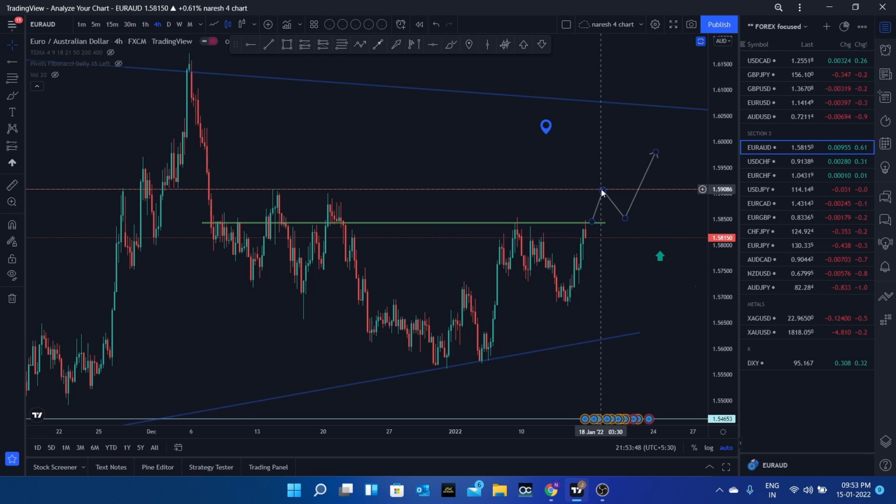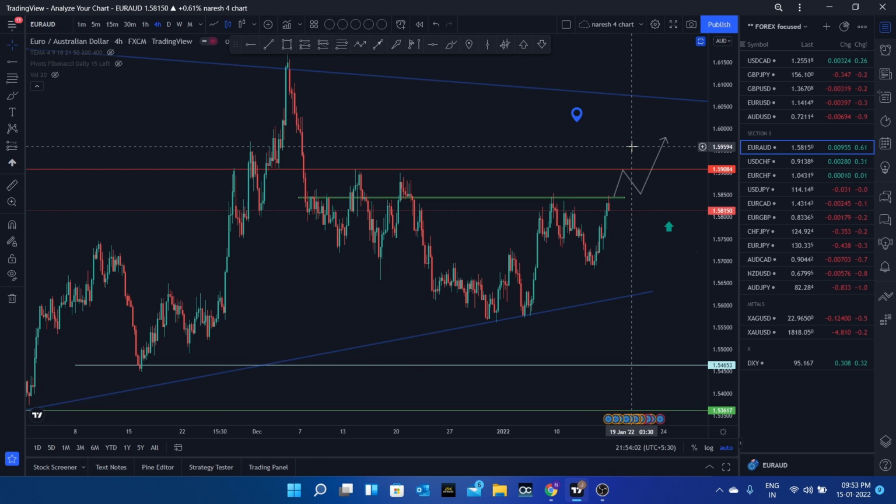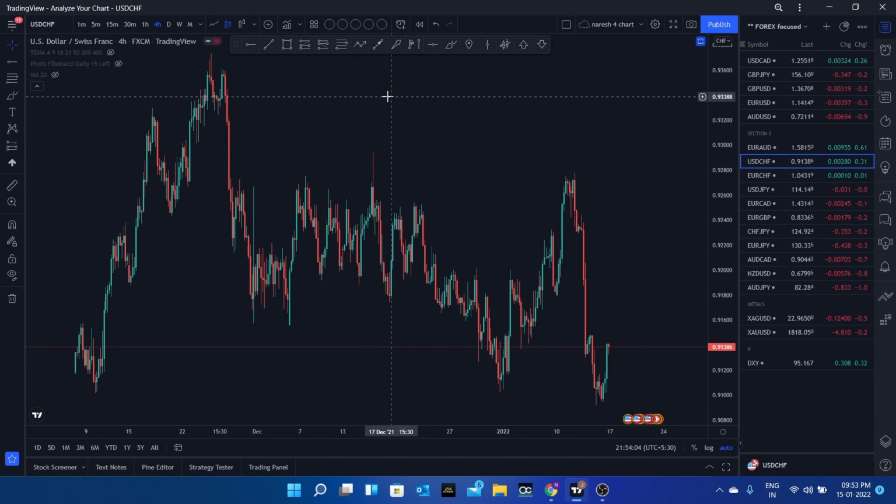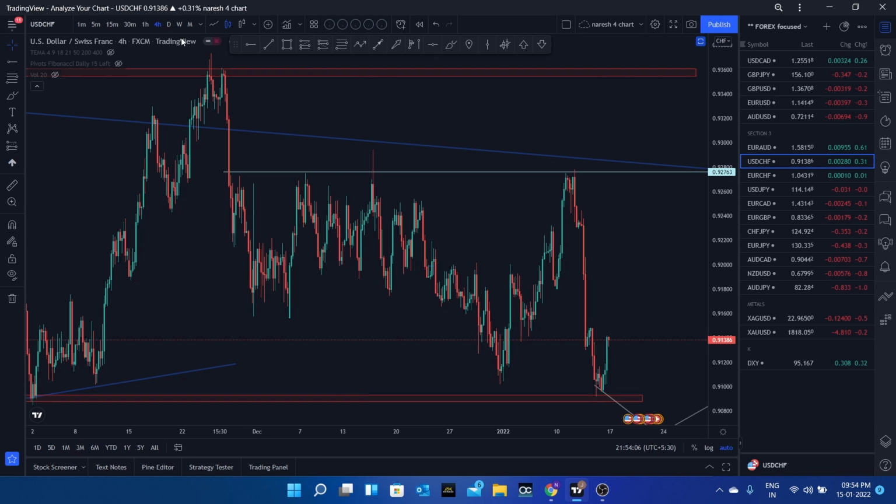If you can expect a rejection from this area, and it may retest again, and if you are able to see some kind of retest, you can go for a long entry, guys. So it is having a very good potential. So the next pair would be USD CHF, guys.